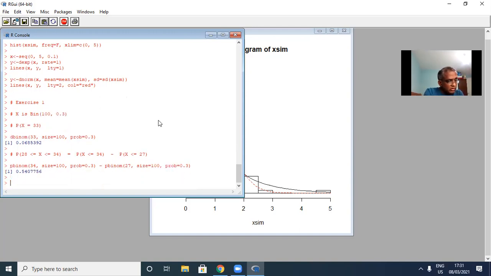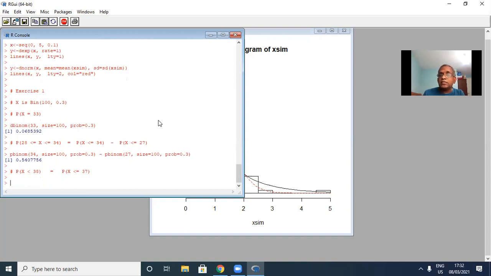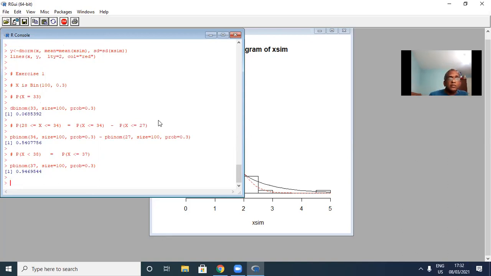Right. Okay, the next part is to find the probability that X is less than 38. This is the same as the probability that X is less than or equal to 37, because X can only take integer values. So this is the same as P binom at 37, size equal to 100, and probability equal to 0.3. All right, so that completes the first part of question 1.